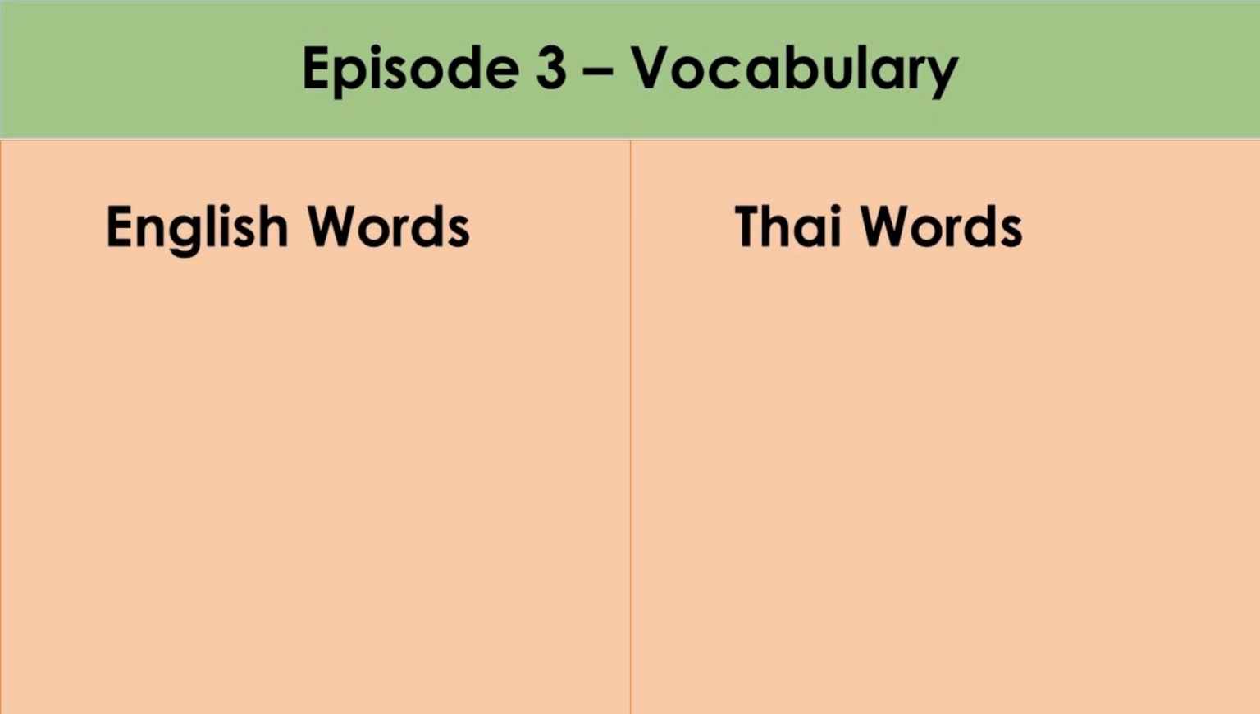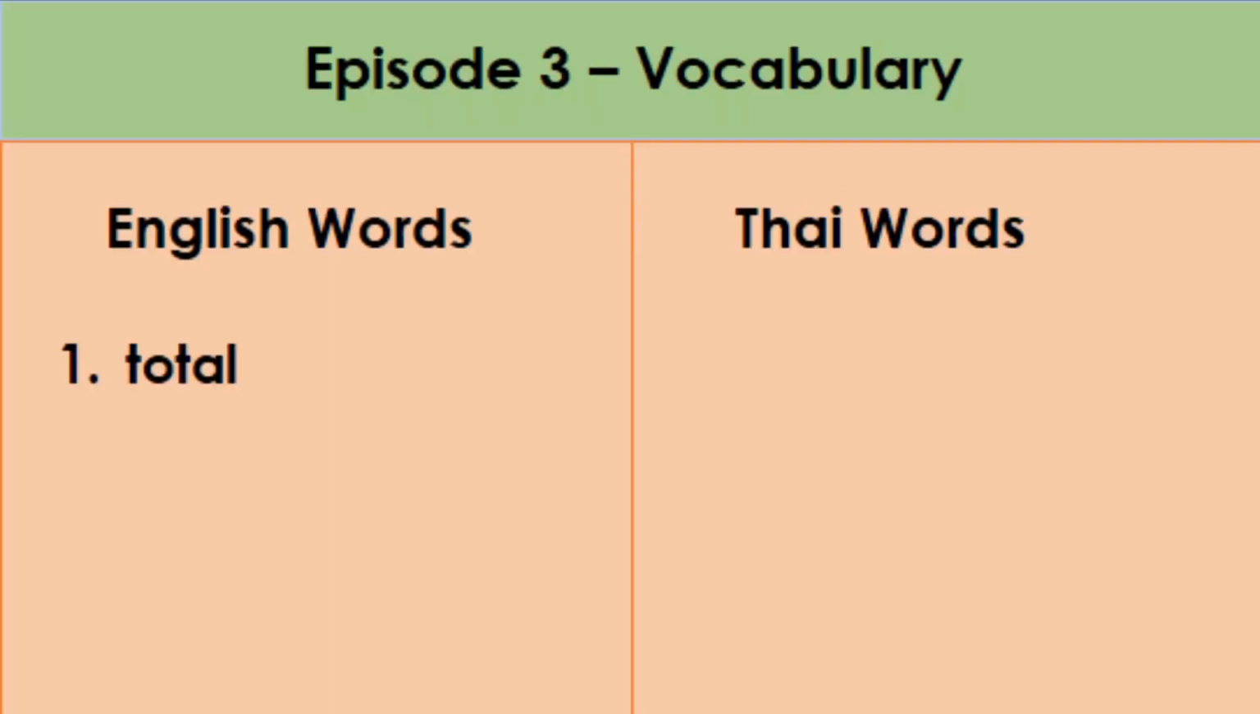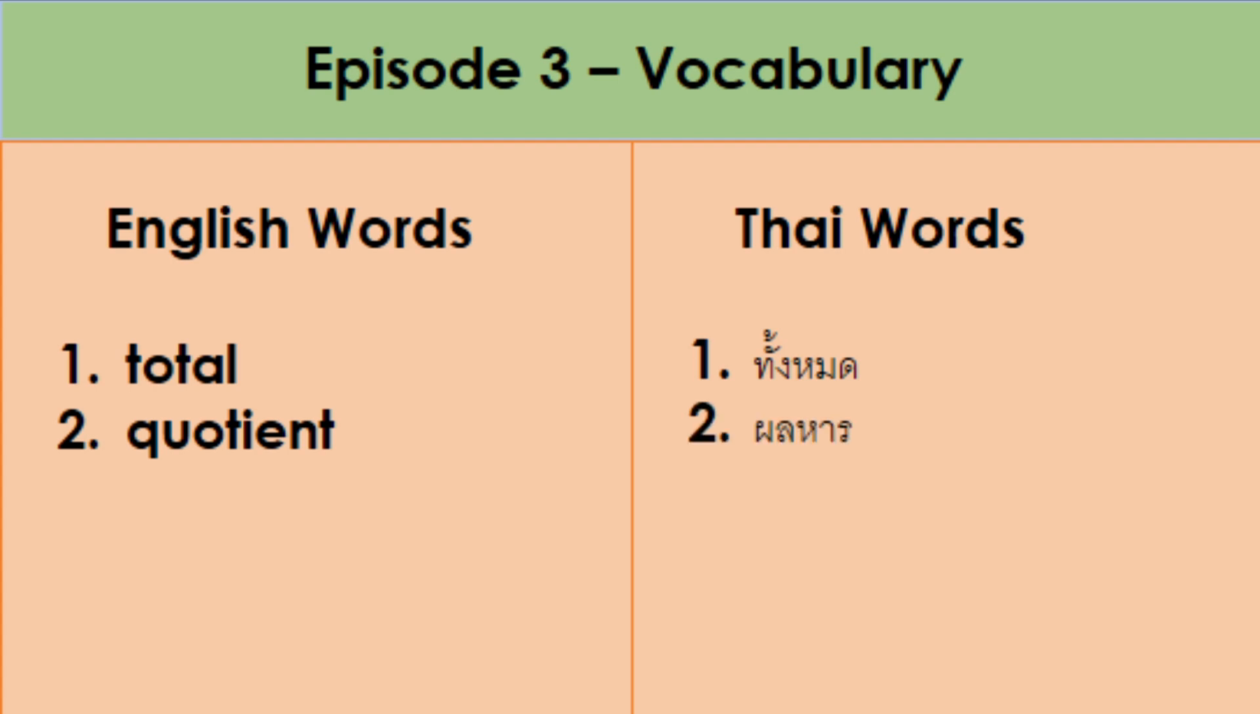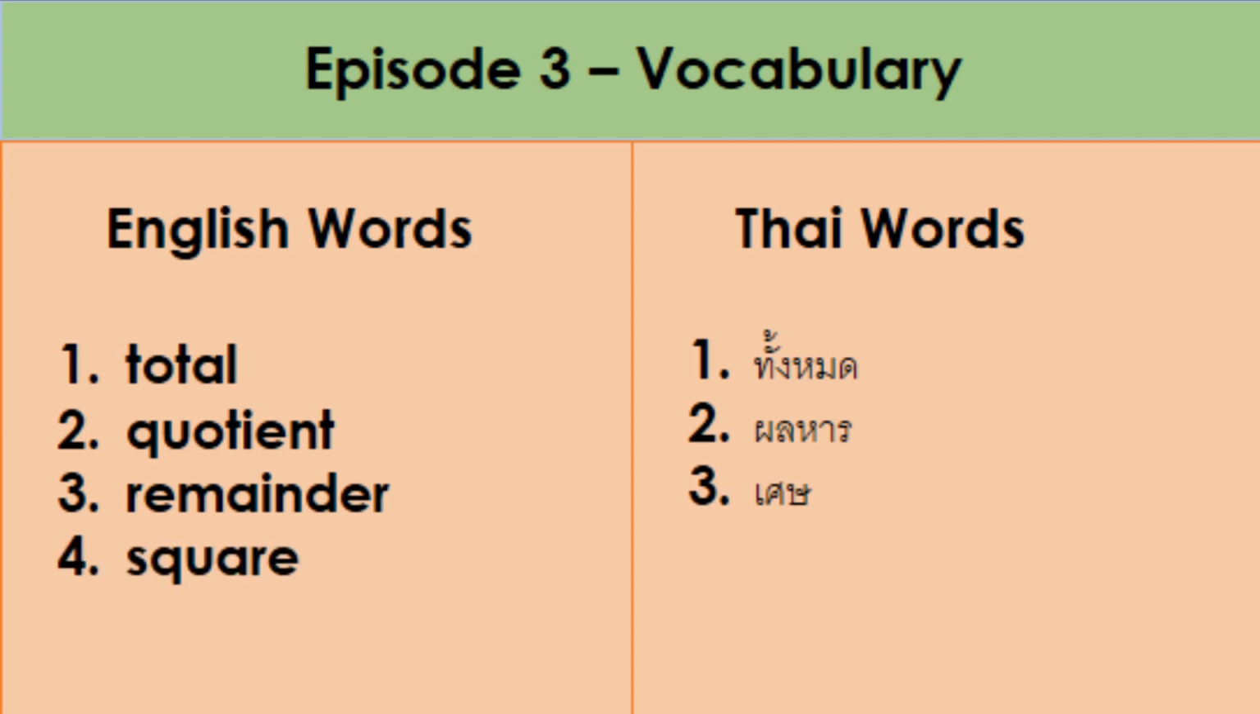This time, I'll be reading the English word, and you tell me its meaning in Thai. Total. Quotient. Remainder. Square. Rectangle.